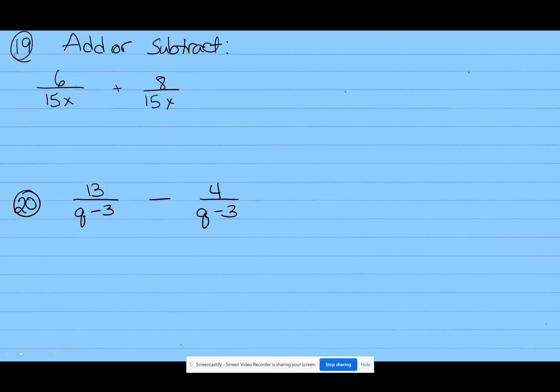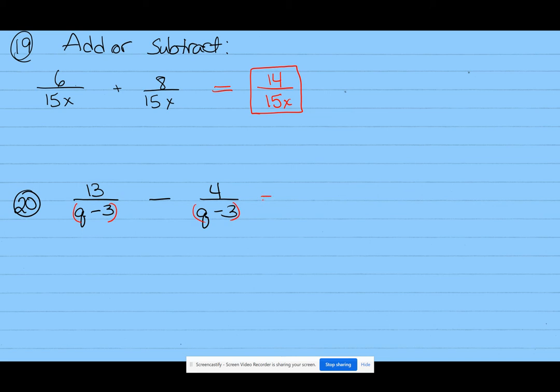Number 19. Now we're going to add or subtract. If you'll notice something very interesting about these first two problems, the denominators are the same. When the denominators are the same, all you do is combine your numerators. 6 over 15x plus 8 over 15x makes 14 over 15x. Why? Because 6 plus 8 is 14. That's it.